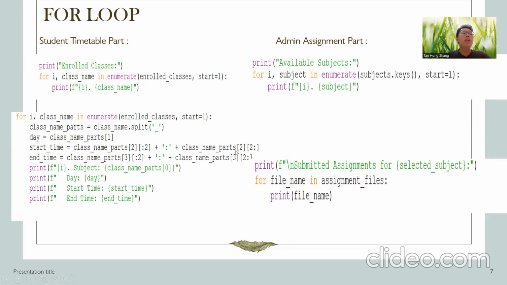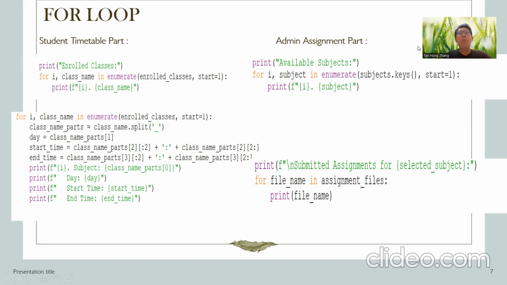Let us enter into the next part, which is the for loop. With a for loop, we can execute a set of statements, once for each item in the list. Over here, we have print enroll classes, for i, class name in enumerate. What is enumerate? Enumerate helps to iterate over a list while keeping track of the position of each item inside the list. By default, enumeration starts at 0, but by specifying start equal to 1, it will start at 1. So this code is using enumeration to print out the numbered list of the enrolled classes, starting from 1 instead of 0.